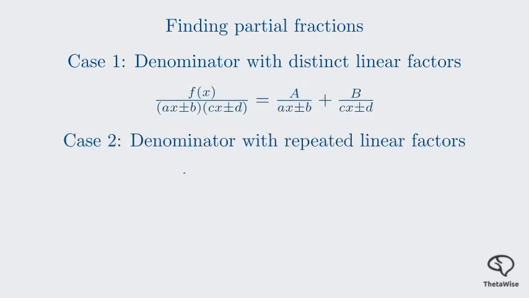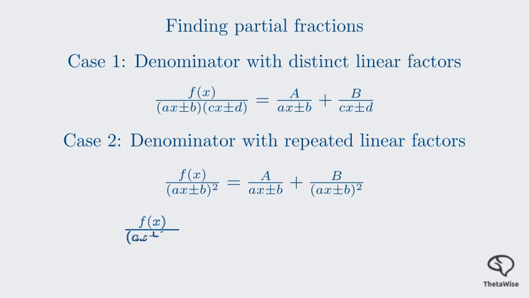Now let's look at the case of repeated linear factors. If the denominator is a factor raised to the power of 2, like x plus b squared, the decomposition is a over the first power of the factor plus b over the squared factor. It's crucial to include a term for each power from 1 up to n. Similarly, if the denominator is a factor to the power of 3, the decomposition has three terms: a over the first power, b over the second power, and c over the third power. Again, we account for every power from 1 to 3.